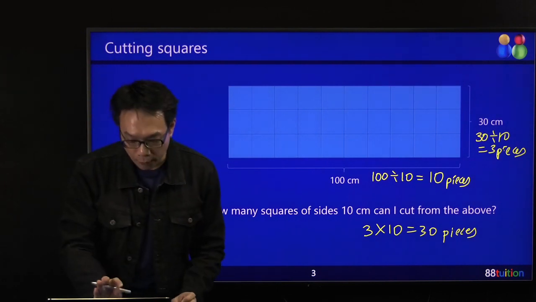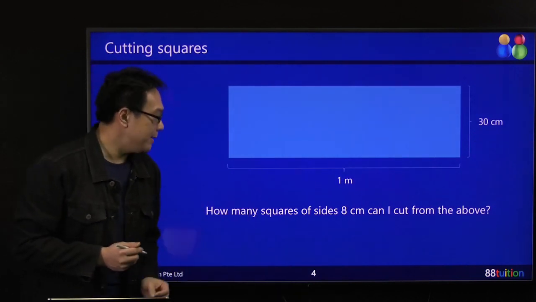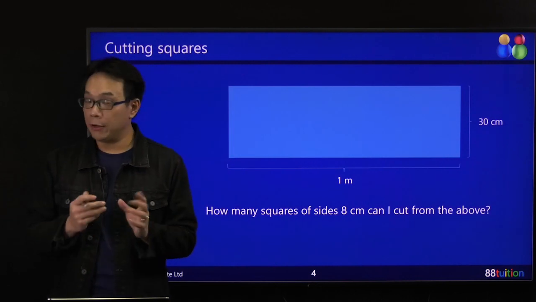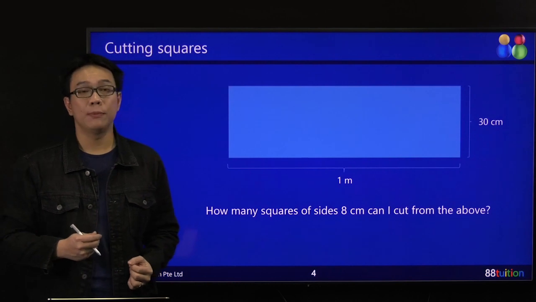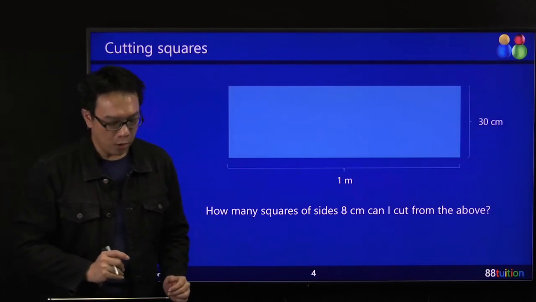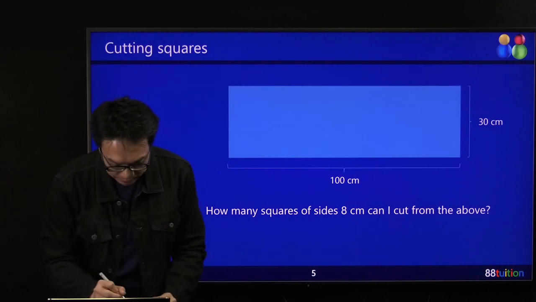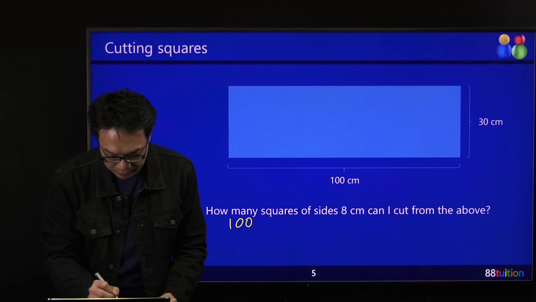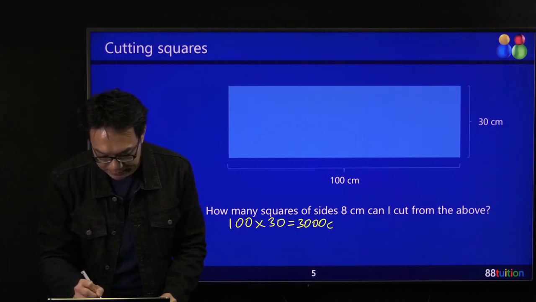But what if the question changed to something like that? How many squares of side 8 cm can I cut from the above? Now it's no longer 10 cm, it becomes 8 cm. Do the same. Just change 1 meter to 100 cm first. Then take 100 length times breadth 30, equal to 3000 cm squared.